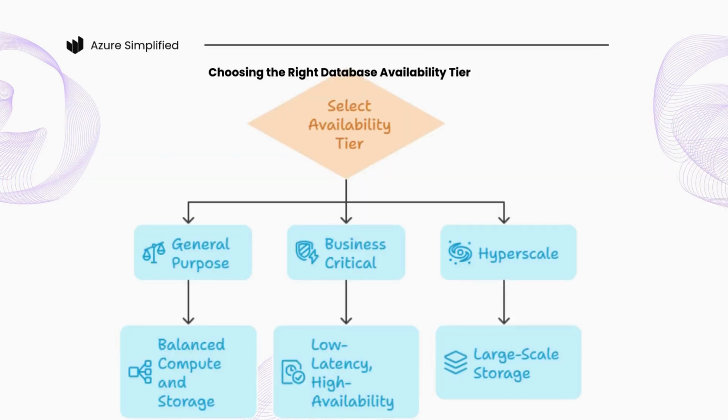When selecting a database availability tier, consider performance, scalability, and failover needs. General purpose, standard, basic in DTU model, best for balanced compute and storage, suitable for most business workloads. Business critical, premium in DTU model, ideal for low latency, high availability applications, with strong failure resilience. Hyperscale, no DTU equivalent, designed for large-scale storage and read-heavy workloads, offering fast scaling and multiple read replicas.